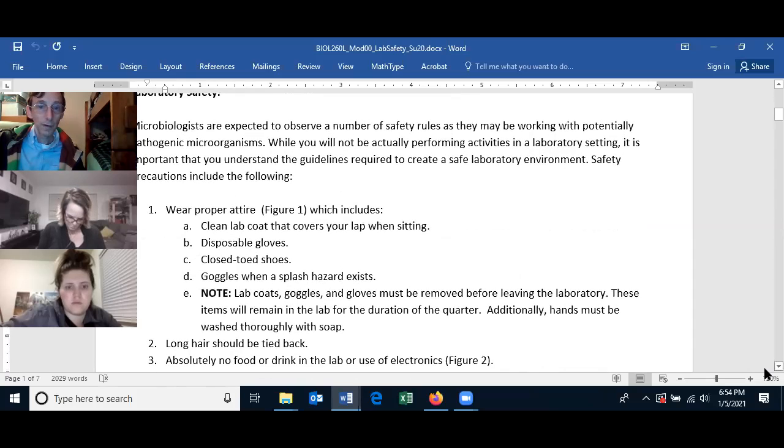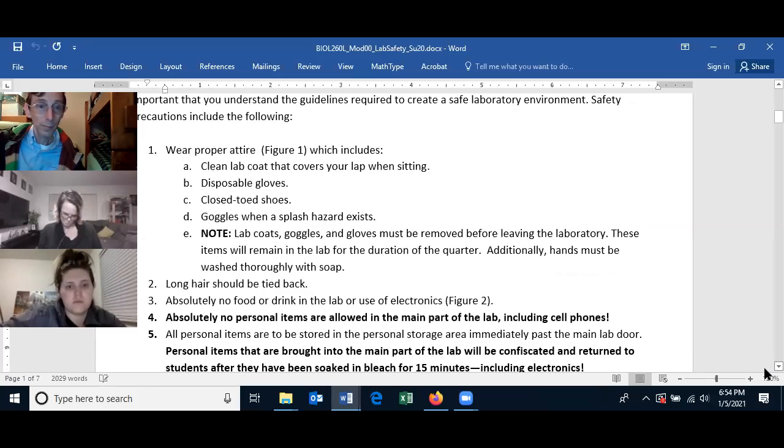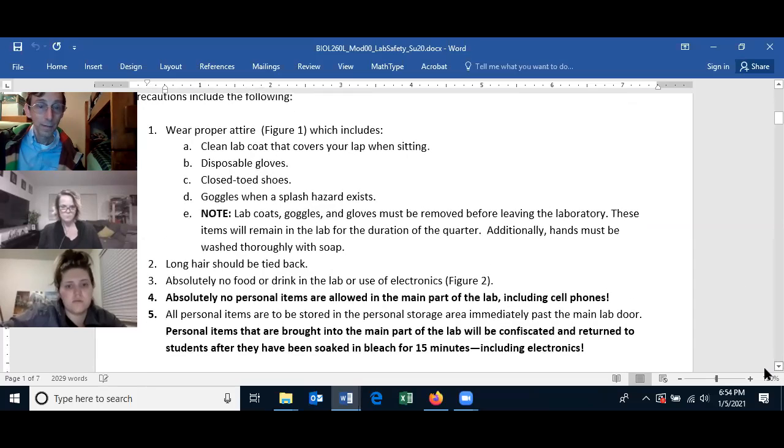So you're expected to observe a number of safety rules in the lab because you're going to be working potentially with pathogenic microorganisms, but because everything's going to be done online, you're not really going to be working with microorganisms, but you'll be pretending to. You must wear proper lab attire that includes a lab coat, which you button up, covers your lap when you're sitting, your arms, and your torso. You should be wearing disposable gloves. You should have closed-toed shoes on when you're in the lab.